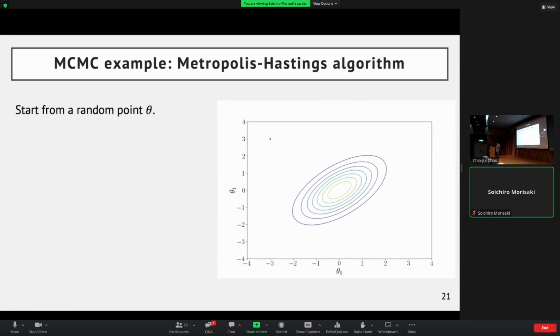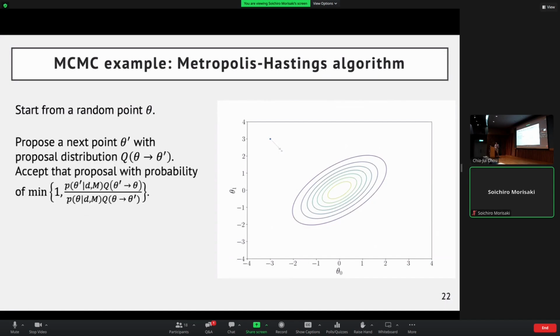So this Metropolis-Hastings algorithm first starts with a random point drawn in this parameter space. Here is an initial point, and then next we propose a next point, denoted by theta prime, with a certain proposal distribution function, denoted by Q. An important point here is that we don't always accept this jump proposal, but we accept it randomly with this probability. So sometimes this point jumps to the next proposed point, and sometimes this point just stays at the current position.